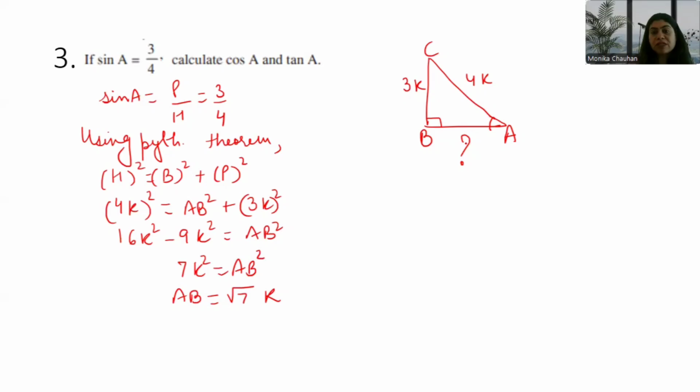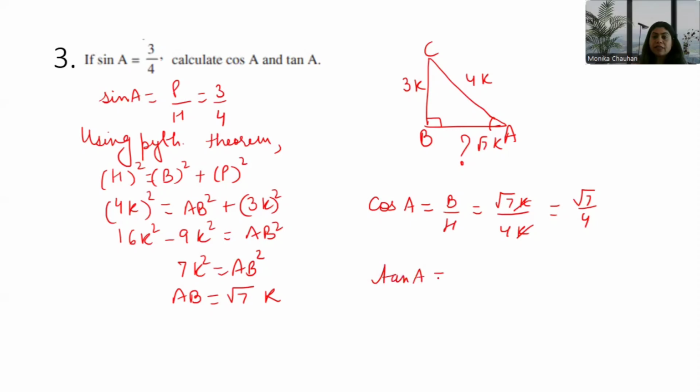Now, on the basis of this, I can write the value for this as root 7K. I have to find out cos A. Cos means base upon hypotenuse. What is my base? Root 7K, and hypotenuse is 4K. K and K cancel, so you have only root 7 upon 4. Next one, tan A. Tan A is equal to perpendicular upon base. What is perpendicular? 3K. And base is root 7K. Again, K and K cancel out, so you have 3 upon root 7. And this is my answer for both.